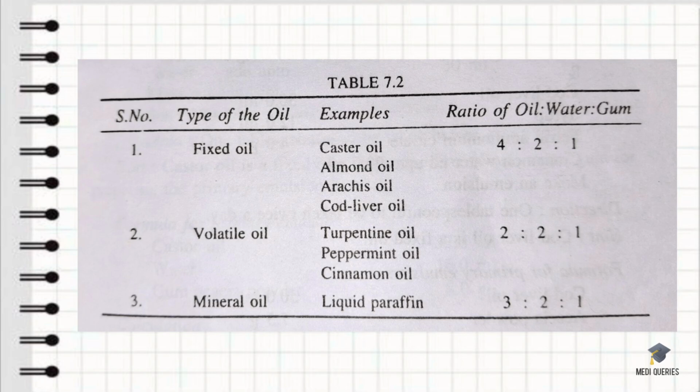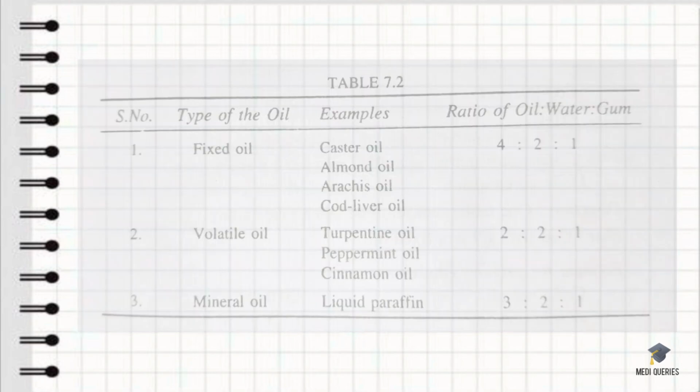The next type is volatile oil, like turpentine oil, peppermint oil and cinnamon oil. For these, the oil to water to gum ratio is 2:2:1. And mineral oils like liquid paraffin have a ratio of 3:2:1. According to these ratios we have to take the oils, water and gum required for the emulsions. Let us see one example here.